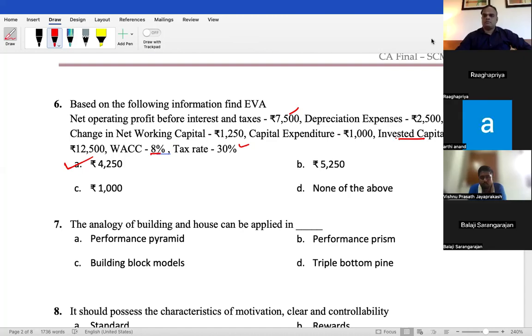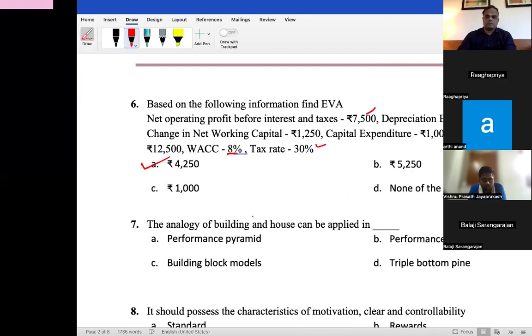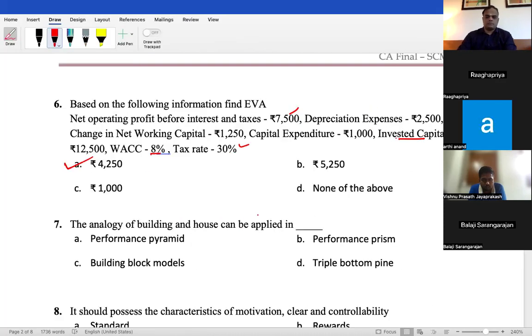Question 7. The analogy of the building and the house can be applied in option A, performance pyramid, option B, performance prism, option C, building block models, option D, triple bottom line. Which one? Performance pyramid. Yesterday we came across the performance pyramid, the analogy of a building house. Okay, performance pyramid.